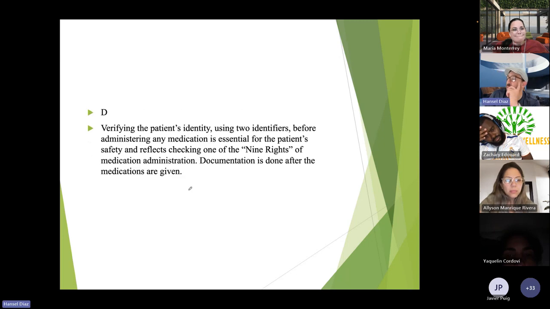So yeah. Verifying the patient, identifying with 2 identifiers before administering any medication is essential for patient safety, and check the 9 rights of medication administration and document in real time.